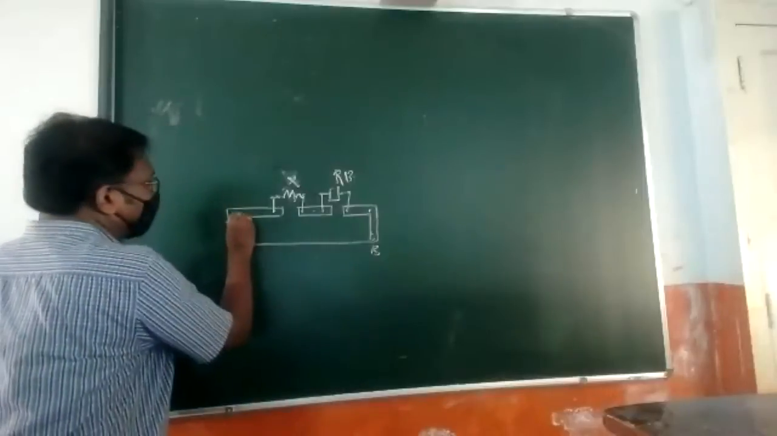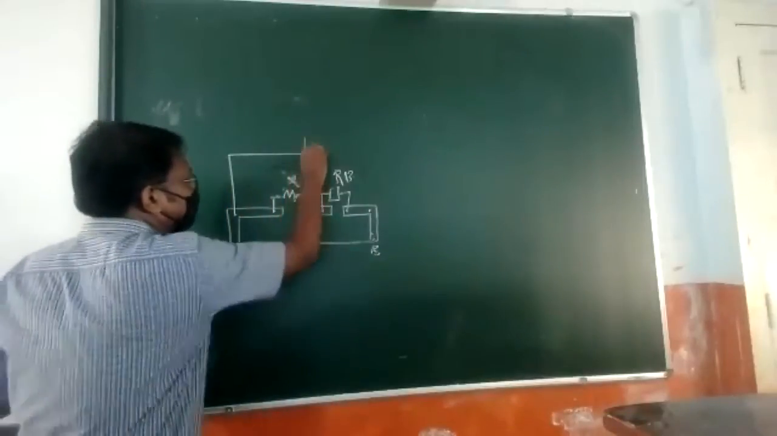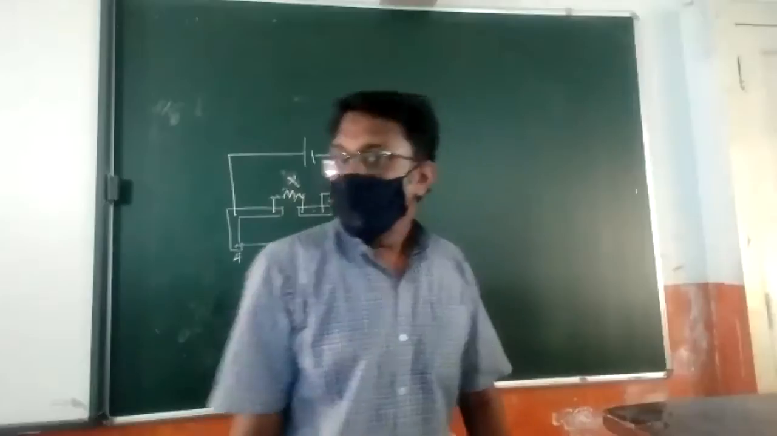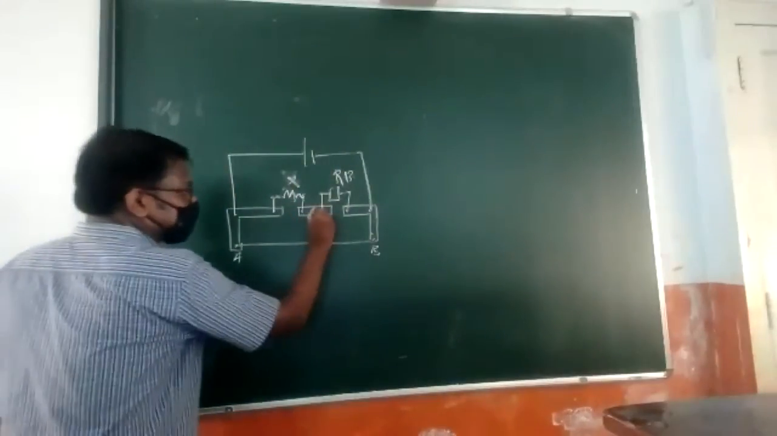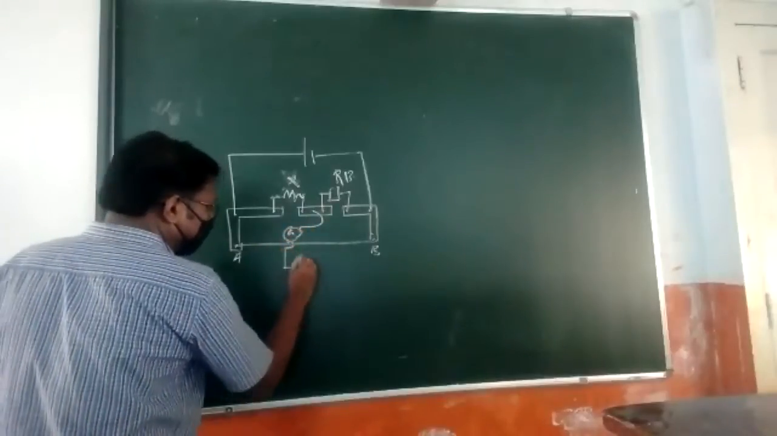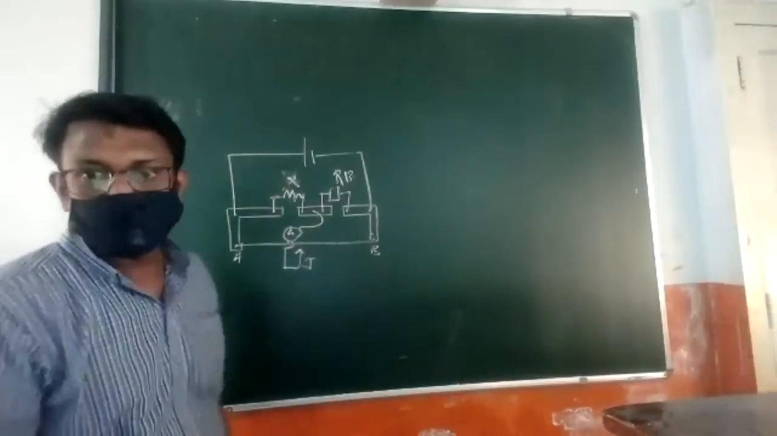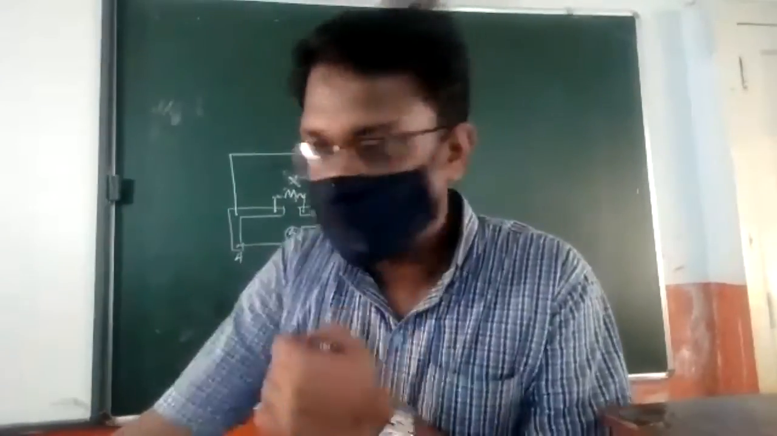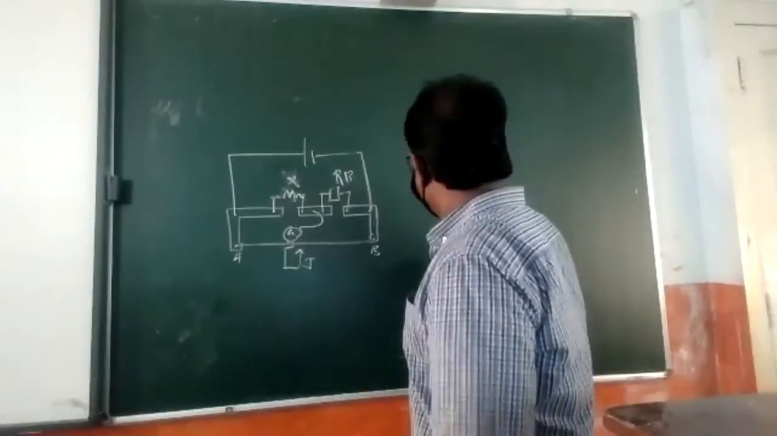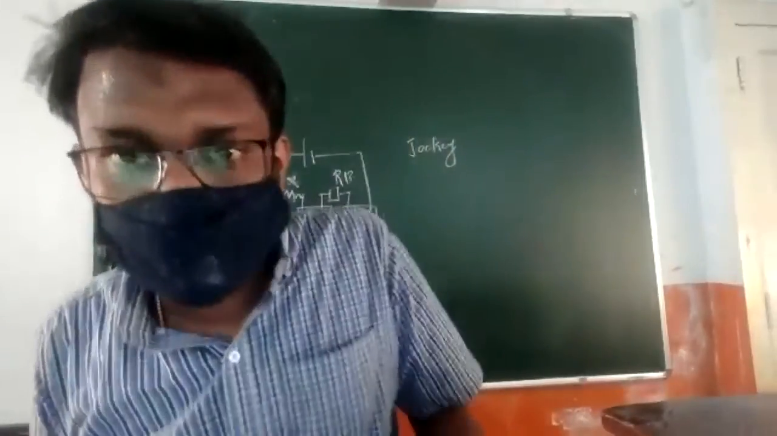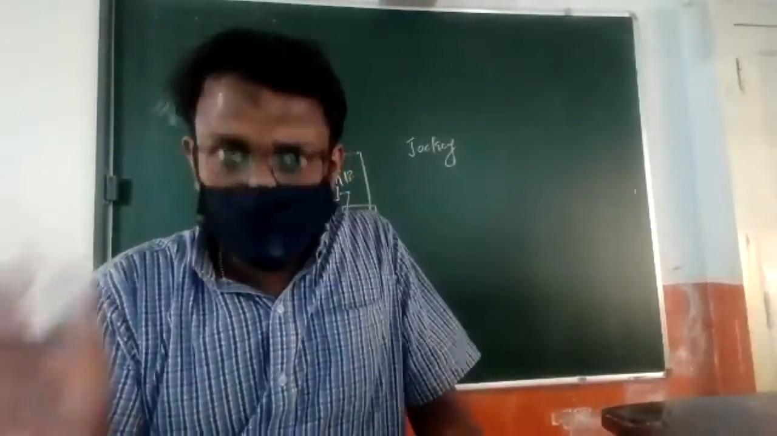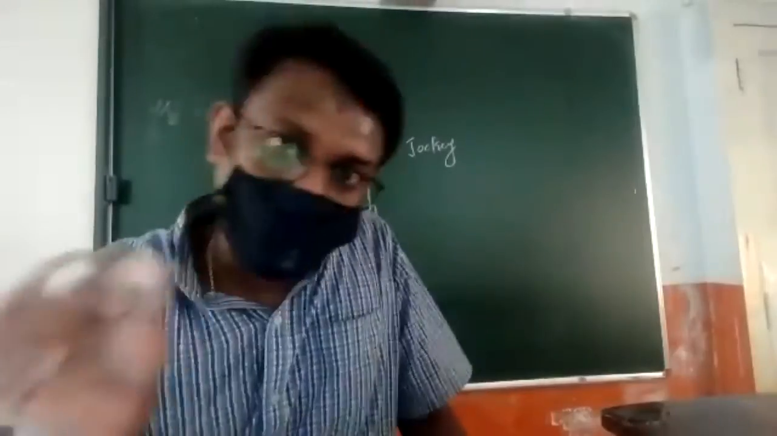And again, here 2 points are there. Between these 2 points, you are connecting a cell or providing a connection. Okay. From the middle point here, you are connecting a galvanometer, and the galvanometer is connected to a jockey. The jockey is a metallic contact. It is just like your pen in shape, but it is a metallic contact.